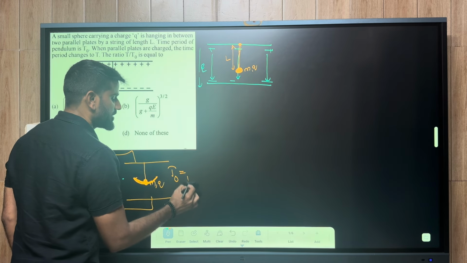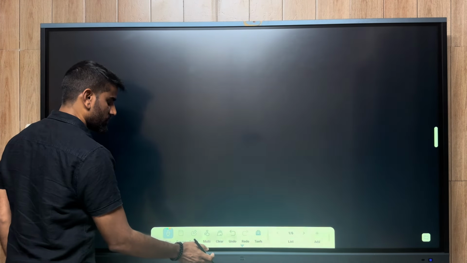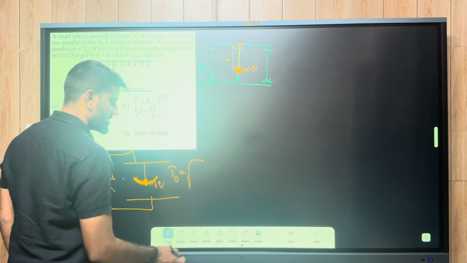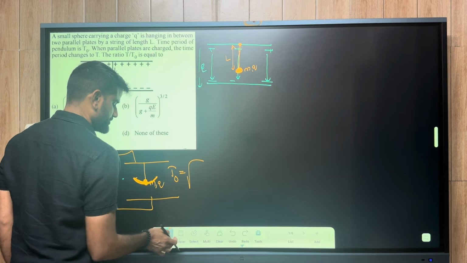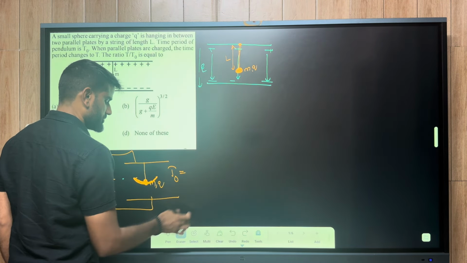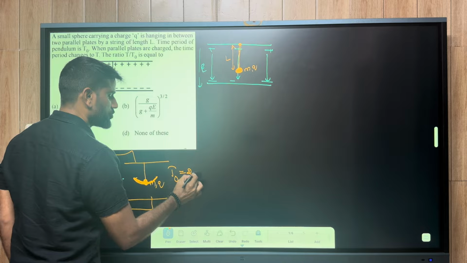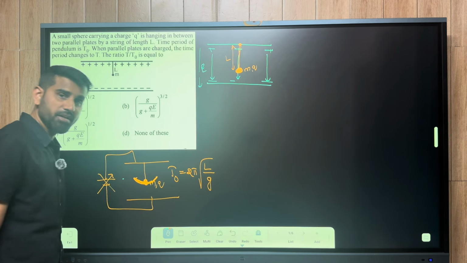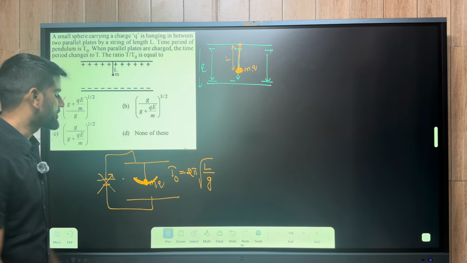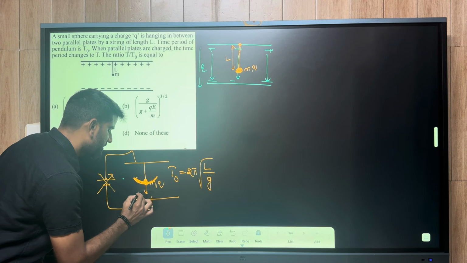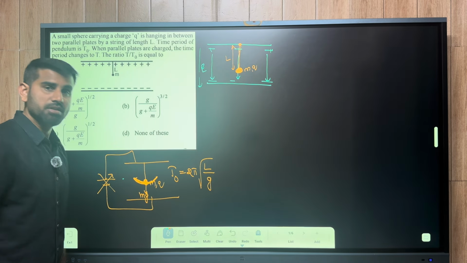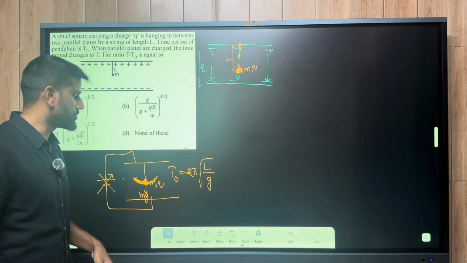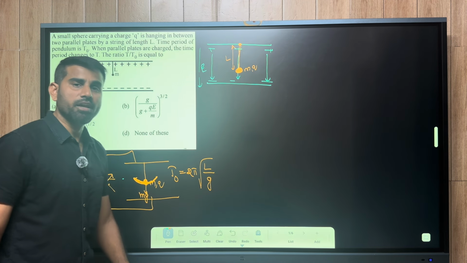This T0 is equal to 2 pi root over L by g, because the only force acting here is mg.